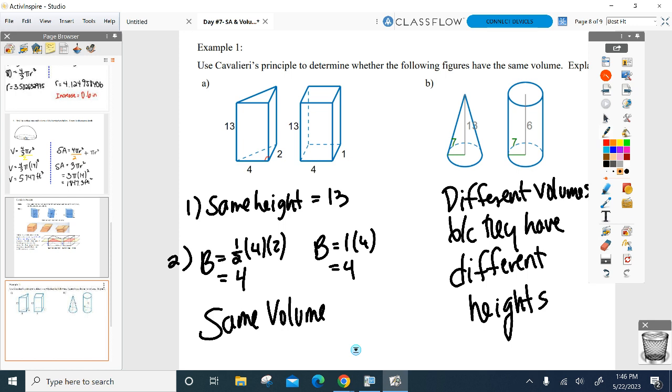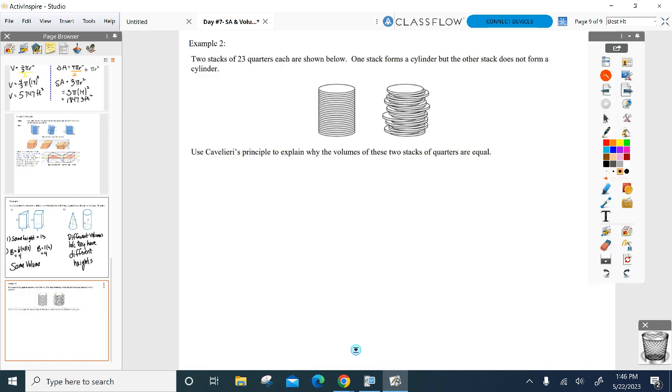So is everyone all right on Cavalieri's principle? Because then I'm going to do a Regents question with you. They did ask this on a Regents exam a few years ago. 2 stacks of quarters. They have the same volume. Using Cavalieri's principle, why? All right, well, we've got to make sure we do 2 things. Height. How do you know they have the same height? Because it looks like it? That's never been a response this entire year. How do I know they have the same heights, even though it's not even given to me?